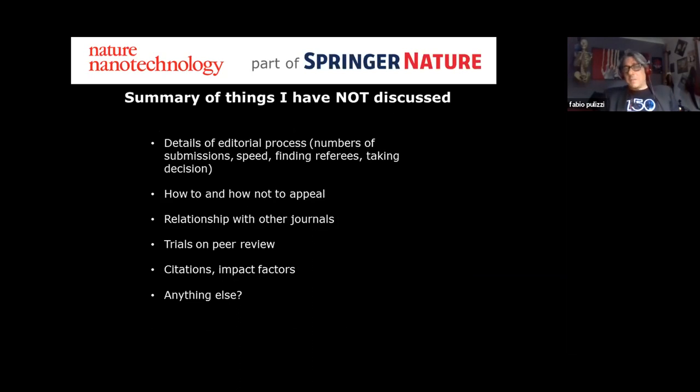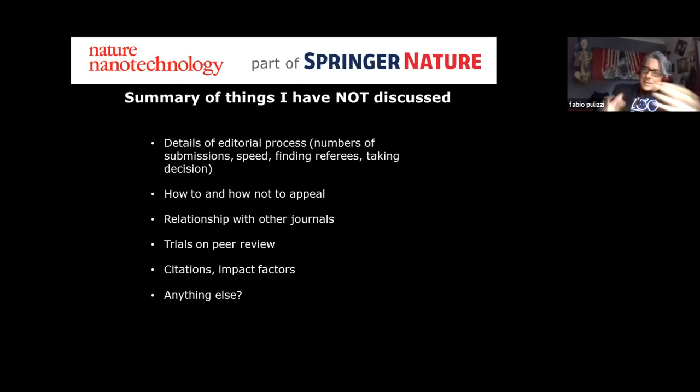Right, so before I close, I just wanted to mention things that I normally discuss, but I didn't discuss explicitly this time. If you want to, please let me know and I can try to discuss any of these. For example, a little bit of the details of the editorial process. So how do we choose referees? How fast are we? How many papers do we receive? And so on. Also about appeals. Is it possible to appeal, and what is the best way to do so?